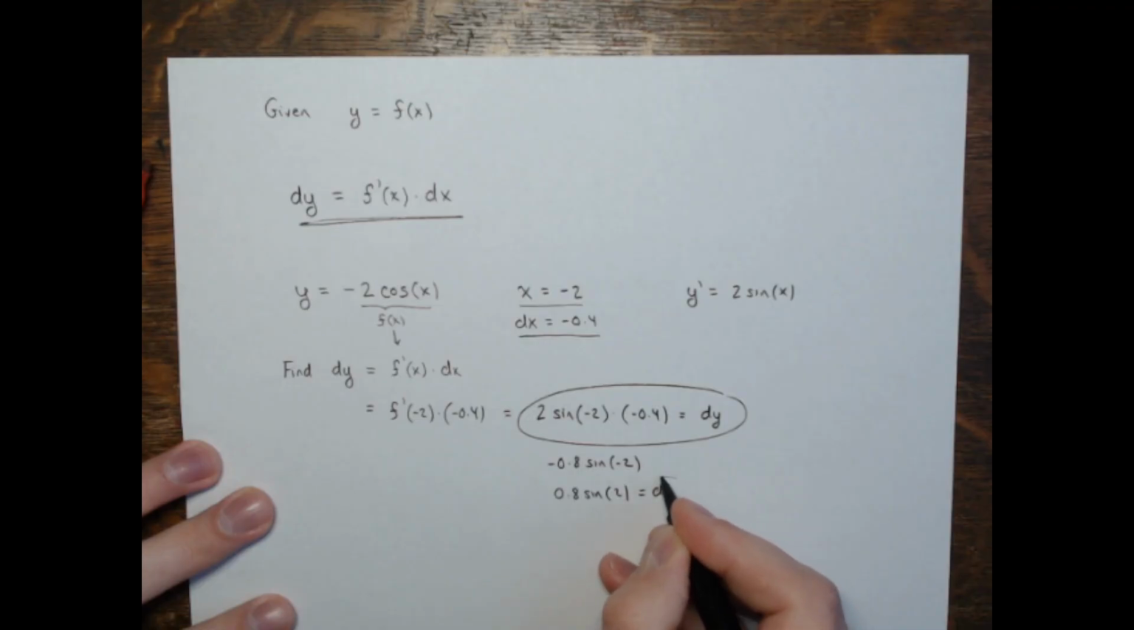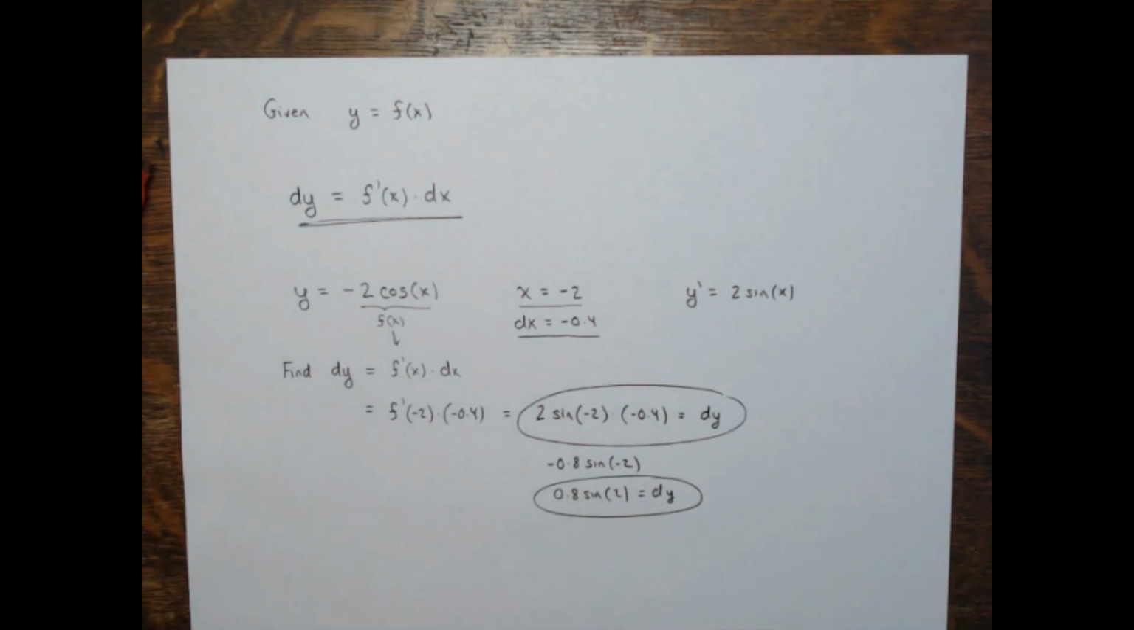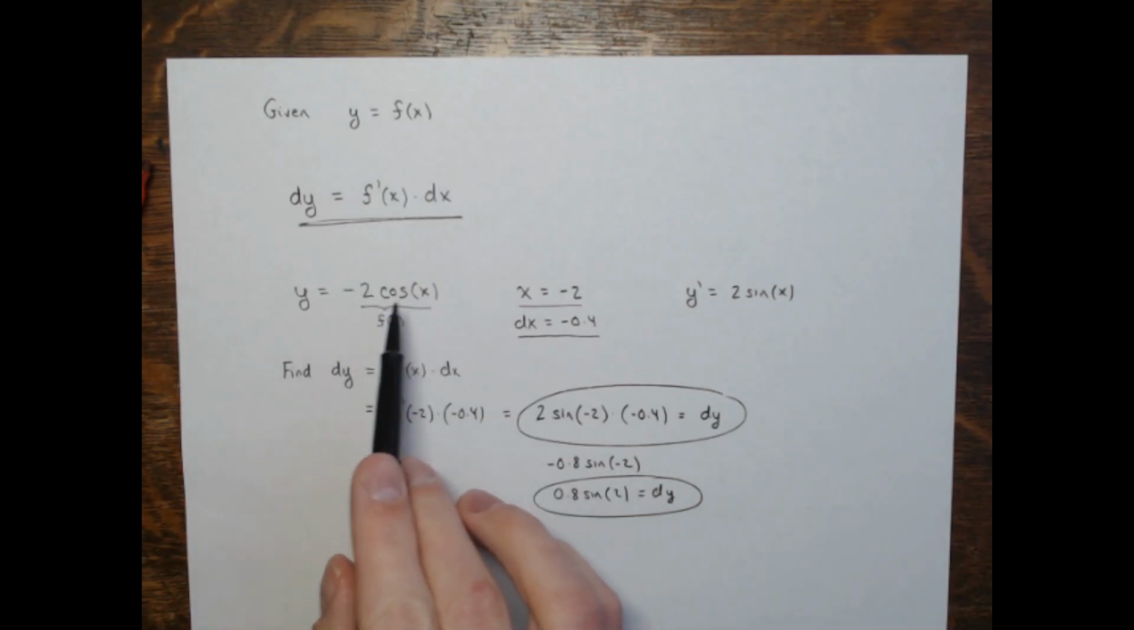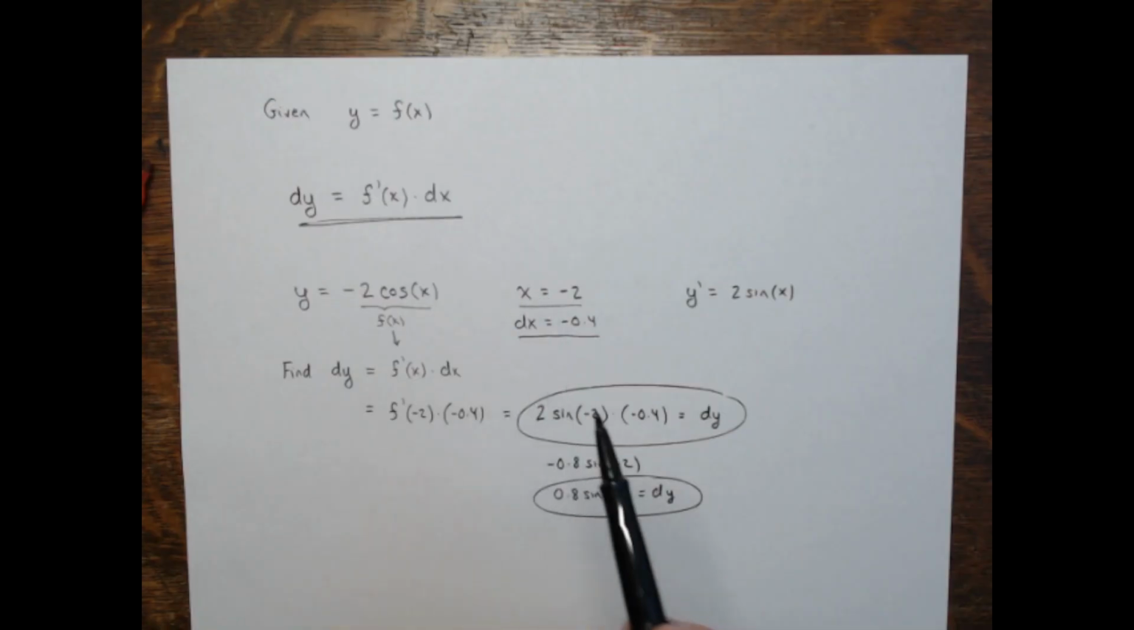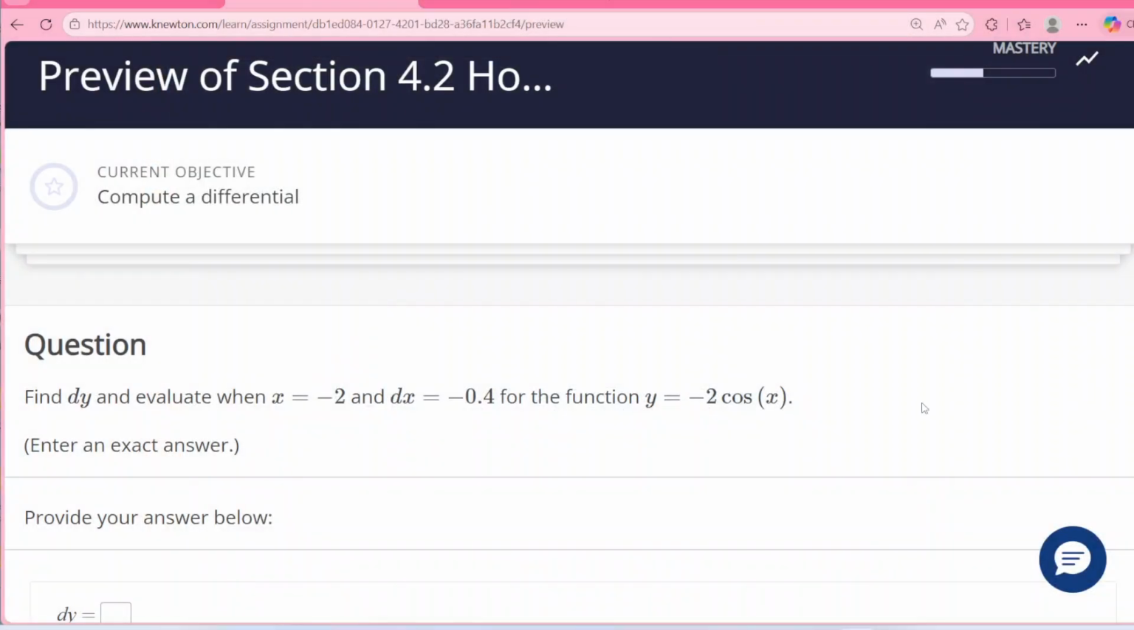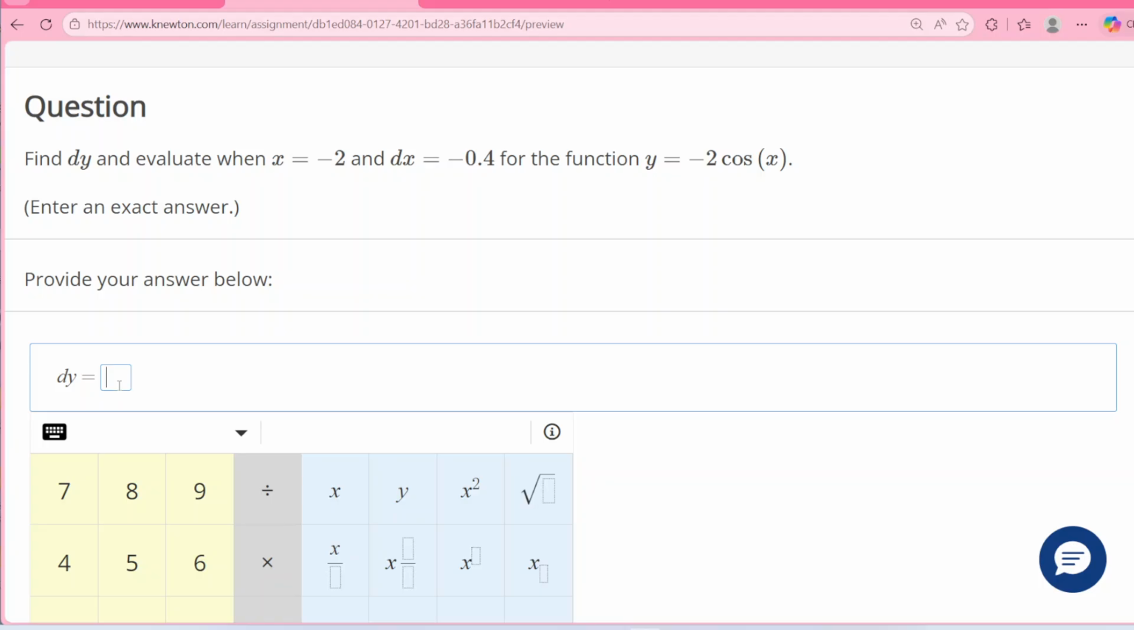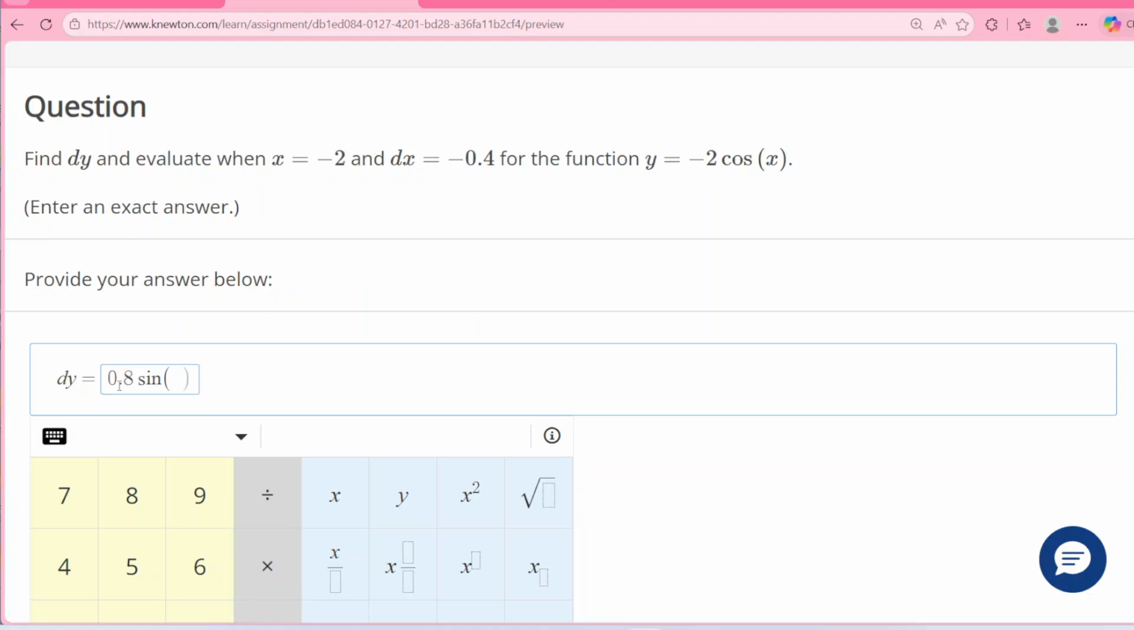Either way, this represents how much the y-coordinate would change on the tangent line to this graph here at x equals -2. So that's all we're entering. dy is, again, I'm going to use the positive version, positive 0.8 times, see they say enter an exact value, exact answer. So I'm just entering 0.8 times the sine of 2.